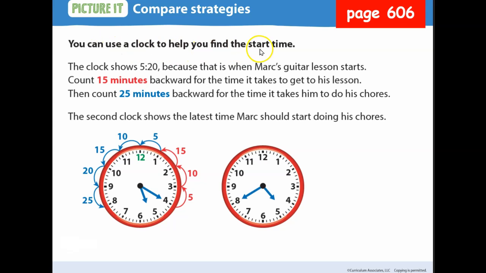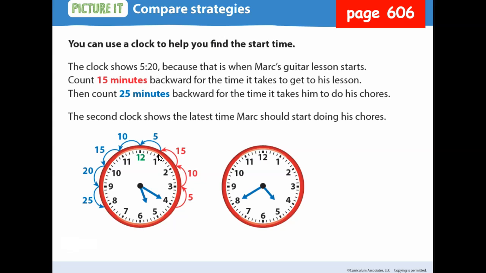It says you can use a clock to help you find the start time, just like the big clock that I have. The clock shows 5:20. This right here, 5:20. Sorry, the clock shows 5:20 because that is when Mark's guitar lesson starts. Count 15 minutes backwards for the time it takes him to get to his lesson. So if here's 5:20, I need to count 15 minutes, 5, 10, 15. So that should be 5:05. So he should leave his house by 5:05 in order to get there.